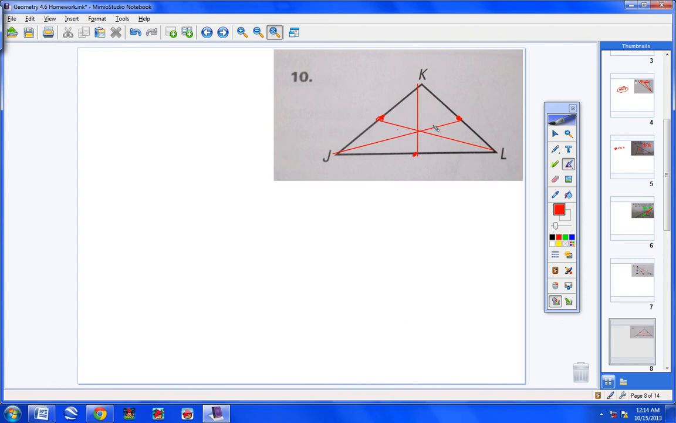A little close, that's fine. But anyways, you get the point. That is the centroid, and that's where all three medians intersect right there. All right? Okay, let's see here.